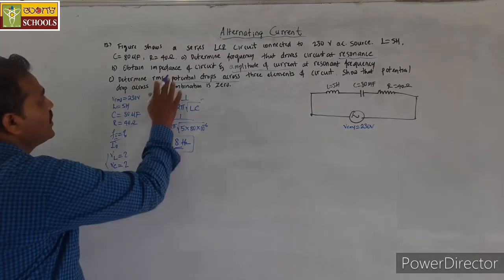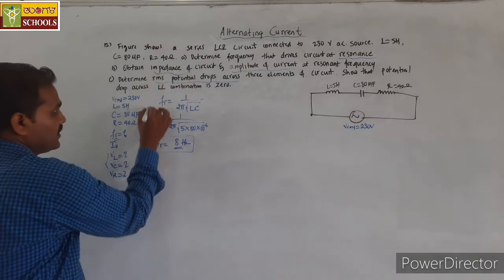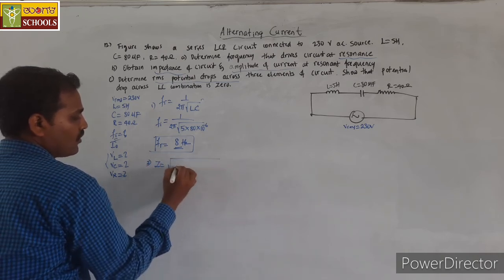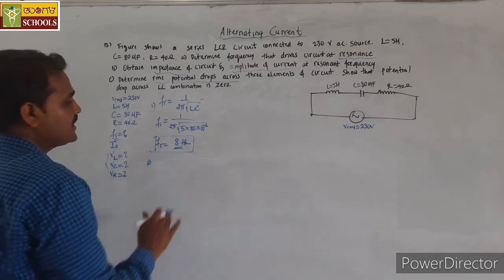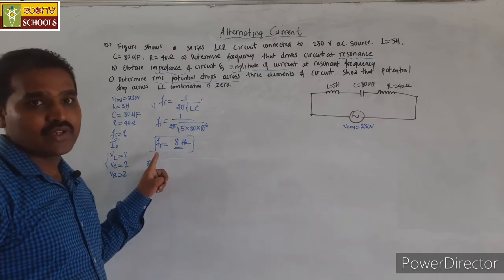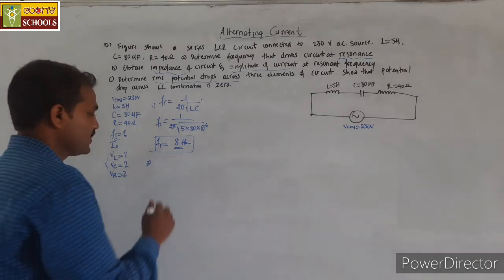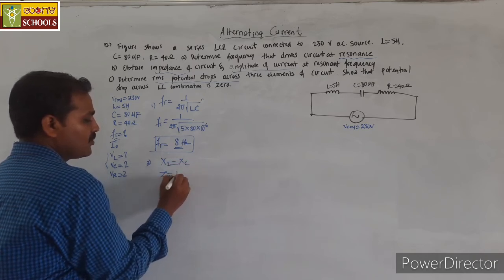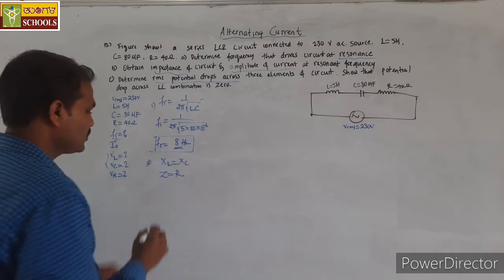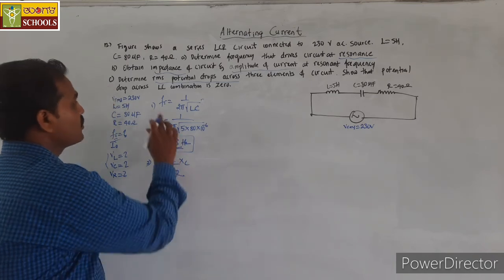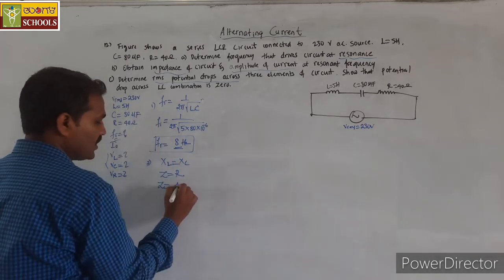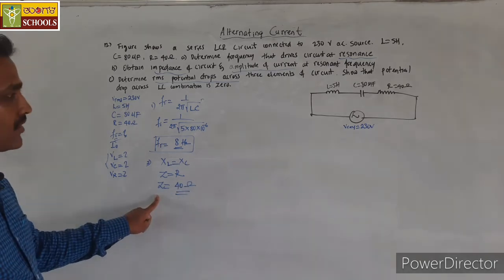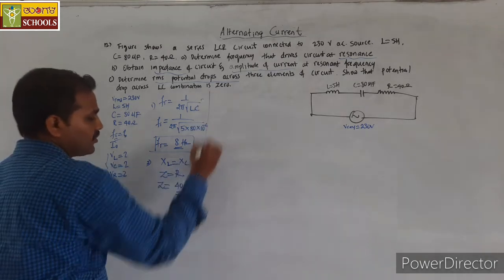Then we have to obtain the impedance. Impedance Z is equal to root of, so it is the resonant frequency here. When the circuit is in resonance, XL will be equal to XC, hence Z will be equal to R. So the impedance of the circuit will be equal to the resistance of the circuit, that is equal to 40 ohm. That is the impedance of the given LCR circuit.